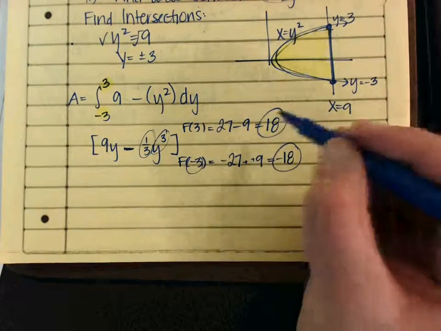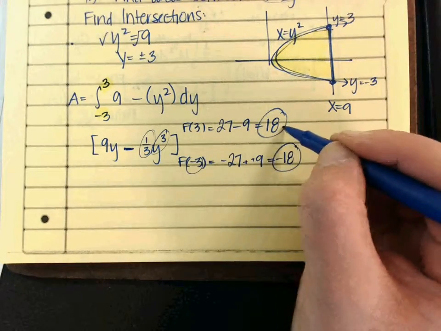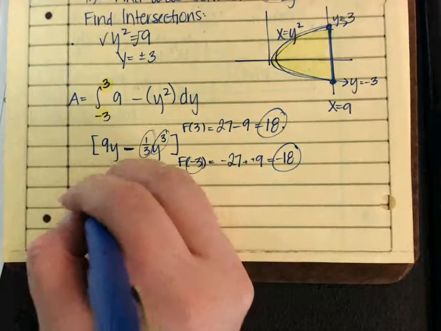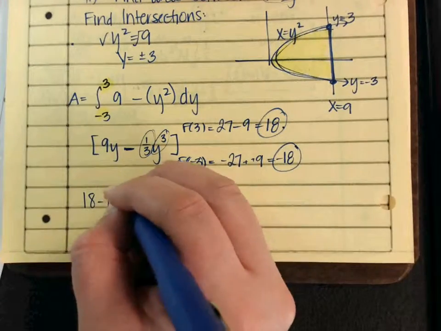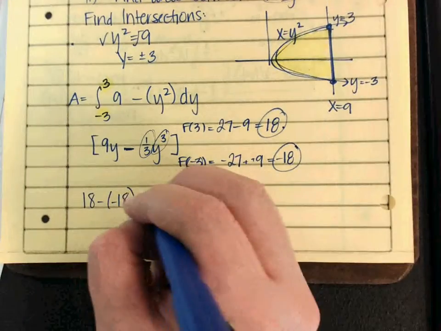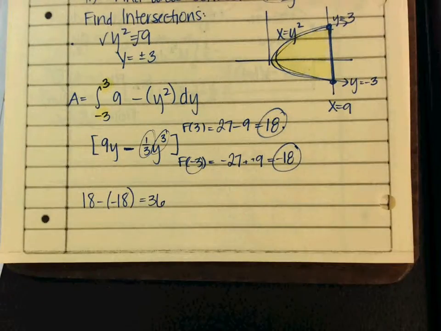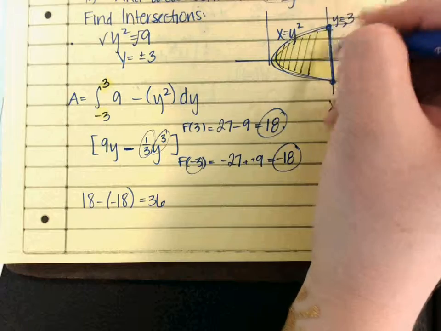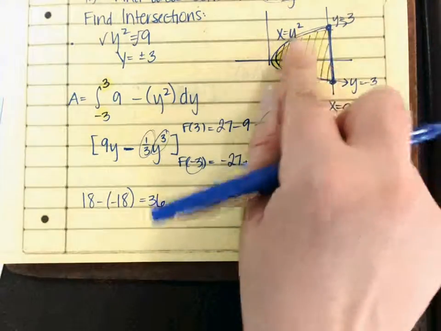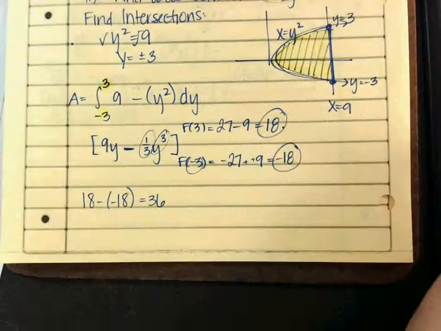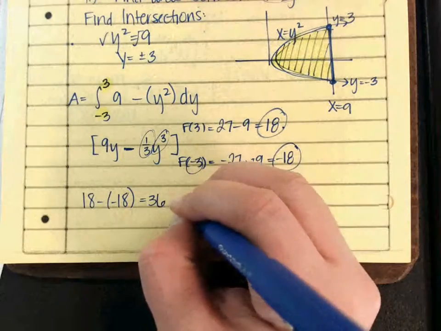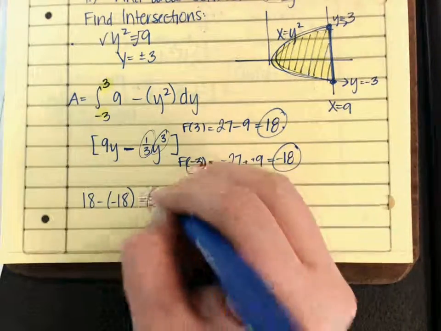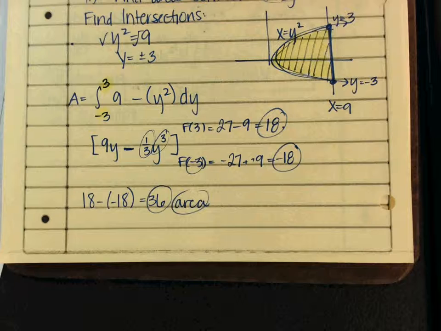Then remember that you're doing this minus that. So if it's 18 minus negative 18, then really that's a plus. It comes out to be 36. And then if you think about this space right here, that's how much area is encompassed in that section between the two graphs. Okay, that's the area. Okay? Good job. We'll look at more examples tomorrow.